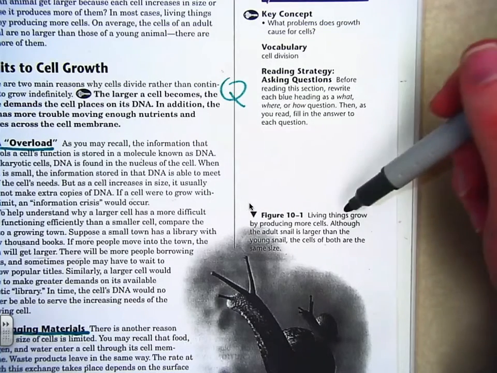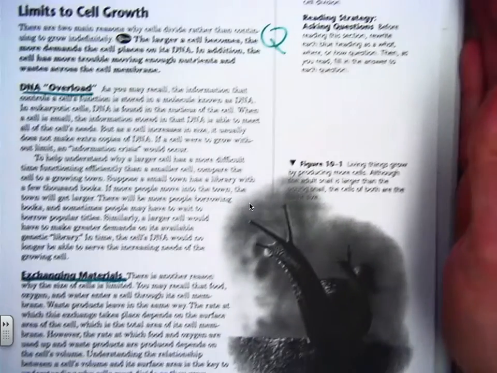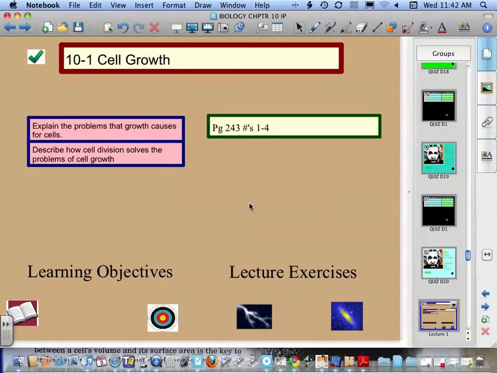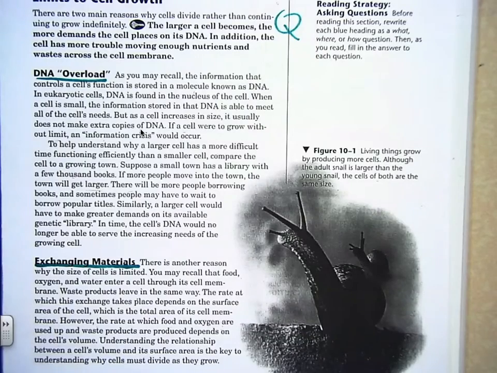Okay, cool. Let's go back and look at our objectives. Explain the problems that growth causes for a cell. Okay, we're kind of explaining that right now because of DNA overload and the exchange of materials. Please go ahead and move on to the next video, page 204.